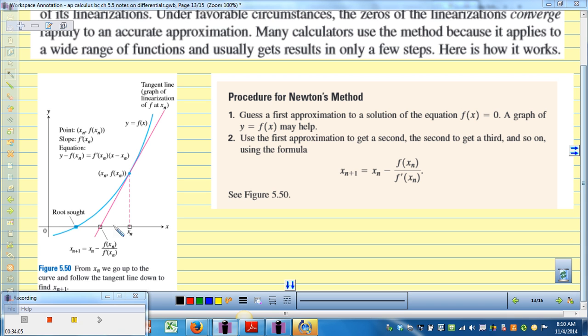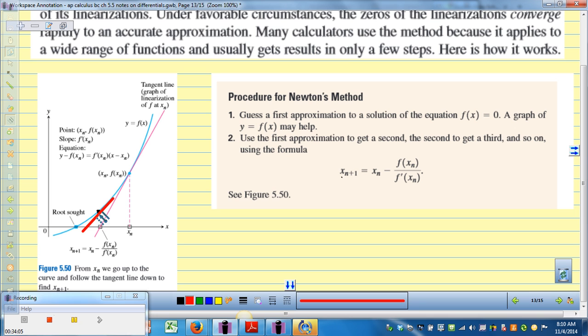Okay? So if I use x sub n, and I make my tangent line and I find its root, I still have a pretty good distance from the actual root, correct? So I repeat the process. And I use this as my x value, and I go up to the function and I draw a tangent line there. And I find where that tangent line touches the x-axis. So I would come up here, and I would use that tangent line, and I would use that root.